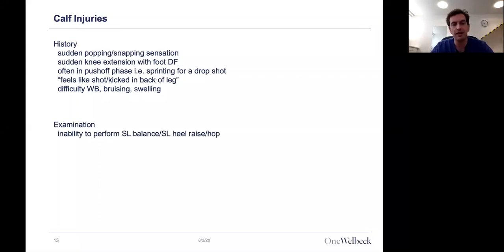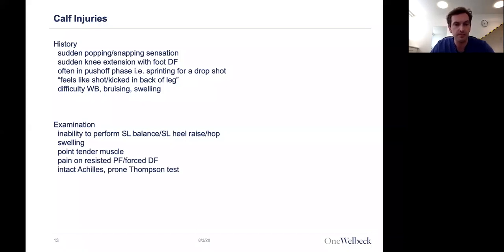Generally, when we're assessing them, we're going to try to perform a single leg balance. If they can do that comfortably, then we're going to see what they can do with single leg heel raise. And if they can do that, we'll push them on and see if they can hop. Obviously, if an individual can hop without pain, then that's pretty reassuring generally. We're looking for swelling, and generally with these sort of injuries, there is point localized tenderness. What I would tend to do is mark that very specific localized area of tenderness so that we can then have a look with the ultrasound. What we're generally going to experience is pain on resisted plantar flexion and pain when we're forcing them into dorsiflexion, so stretching the calf complex.